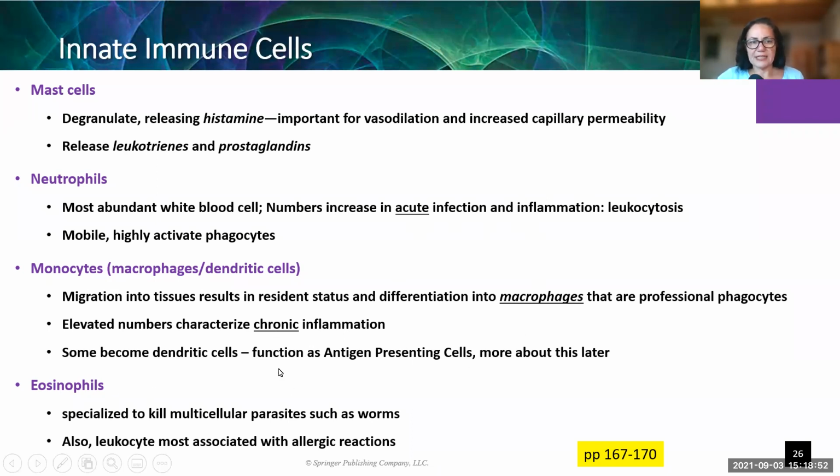Both macrophages and dendritic cells function as antigen presenting cells, which we'll talk about again later. They present things to the helper T cells.